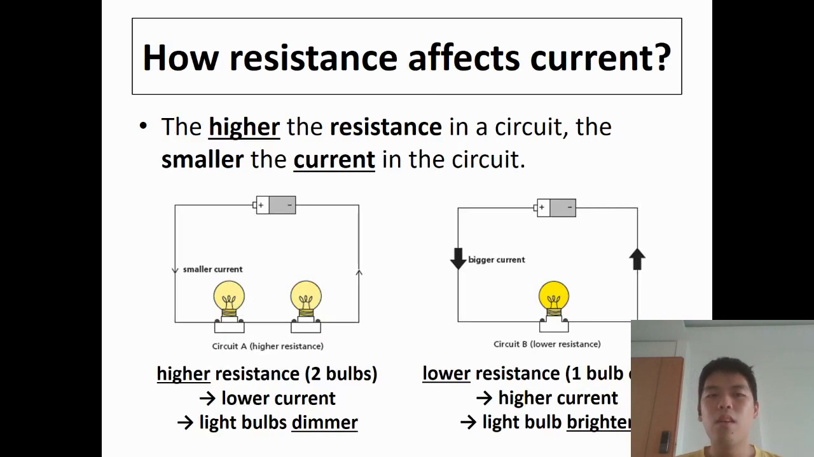Okay, so how does resistance affect the current? The higher the resistance, the smaller the current in the circuit. The higher the resistance, the smaller the current. Does it make sense? Yeah.